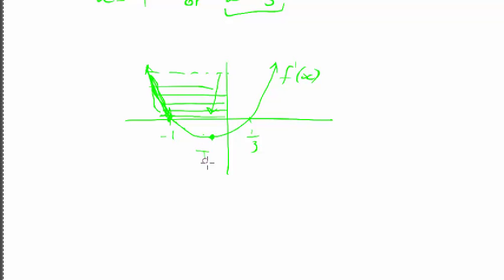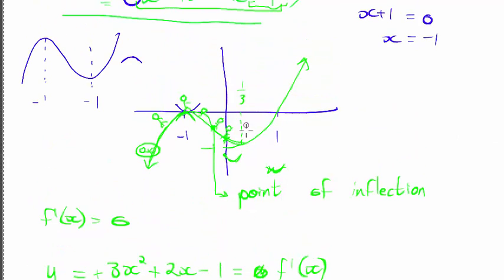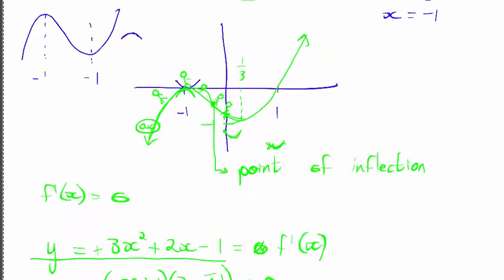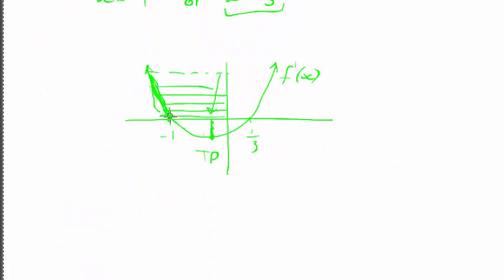It's the turning point of this graph is the inflection point of the other graph. This turning point here is the inflection point here. Why? Because here my graph is decreasing all the time until it gets to the turning point. So my gradient is decreasing until I get there. Then my gradient is increasing after that.